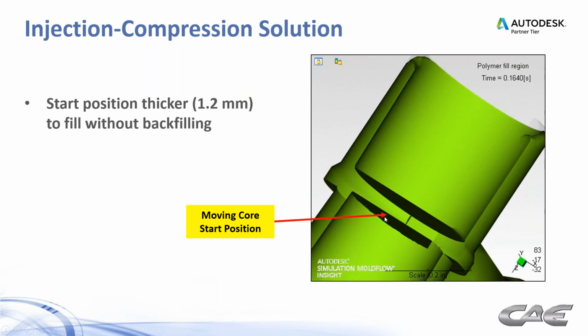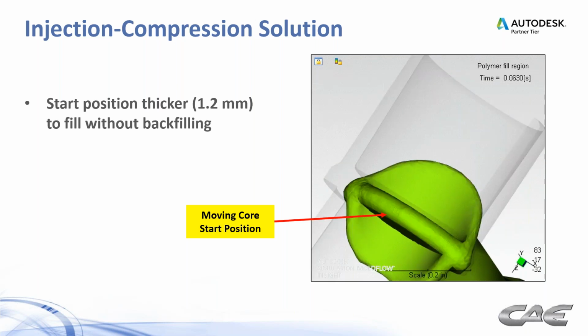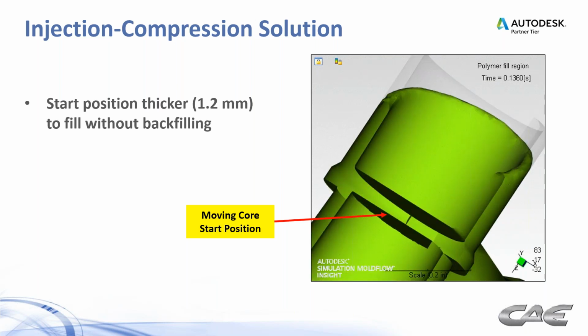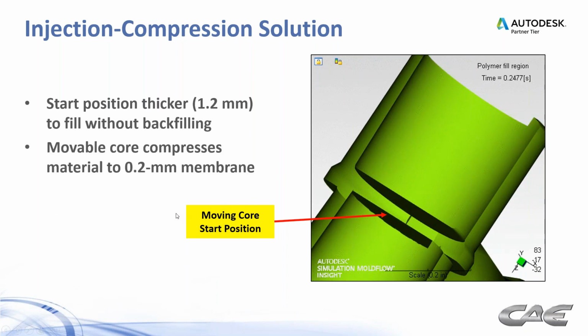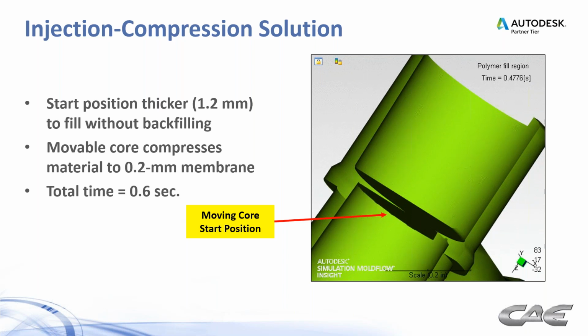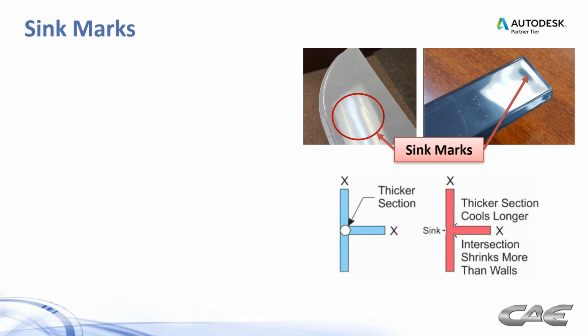If you watch this animation, you'll see this core start to move. And that's something we were able to play around with in Moldflow, the speeds and the retraction distances and all that. So once the material got through there, we started the coining process, and we were able to get that down to the 0.2 membrane thickness that we wanted. Total time on that was 0.6 seconds. So we had to fill it fast and we had to squish it fast.